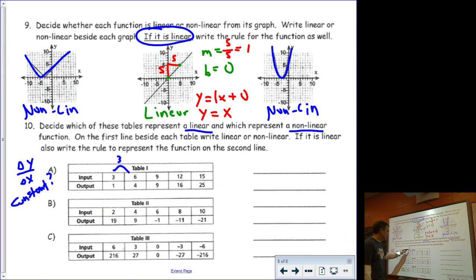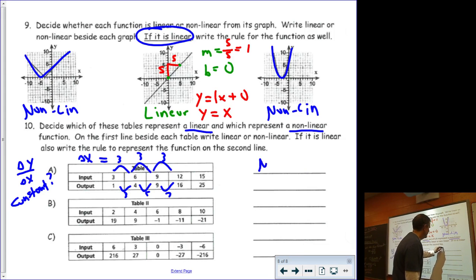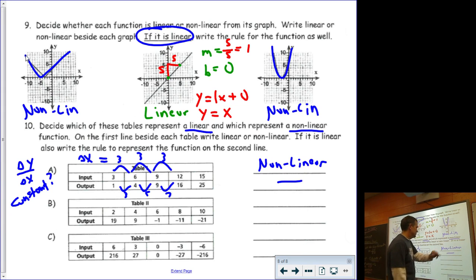So here I'm going up 3 at a time. The change in x is 3. The change in y is 3, 5, 7. Okay, it looks like it's not linear because the change in y over the change in x is not the same every time. So this one is nonlinear, and I do not have to write the equation. We go to the second one.